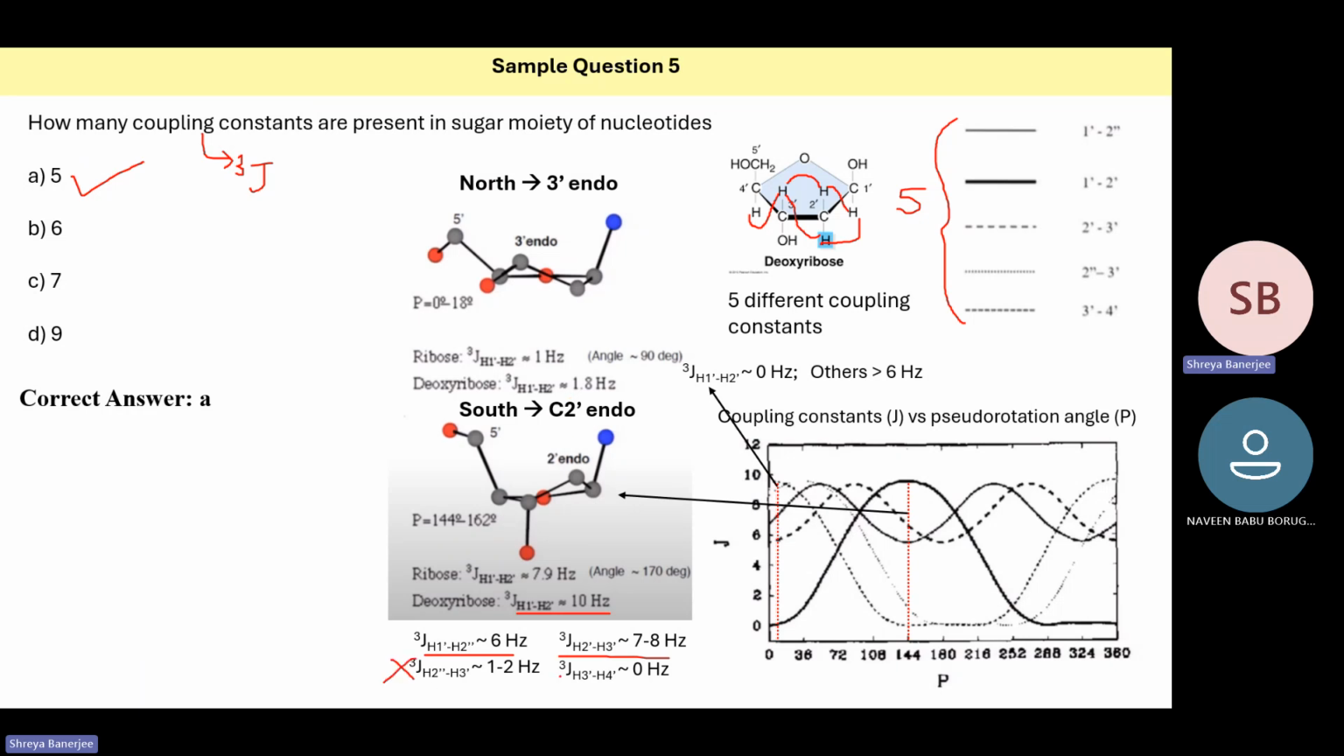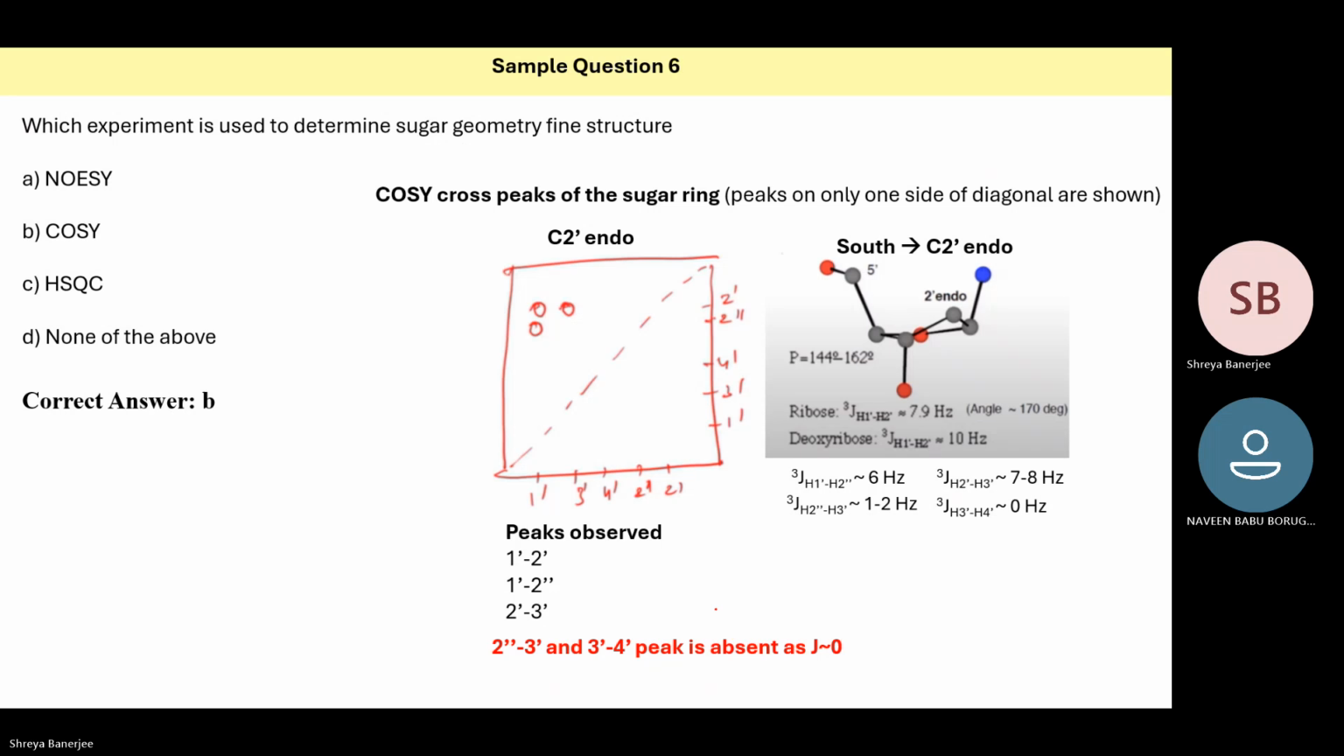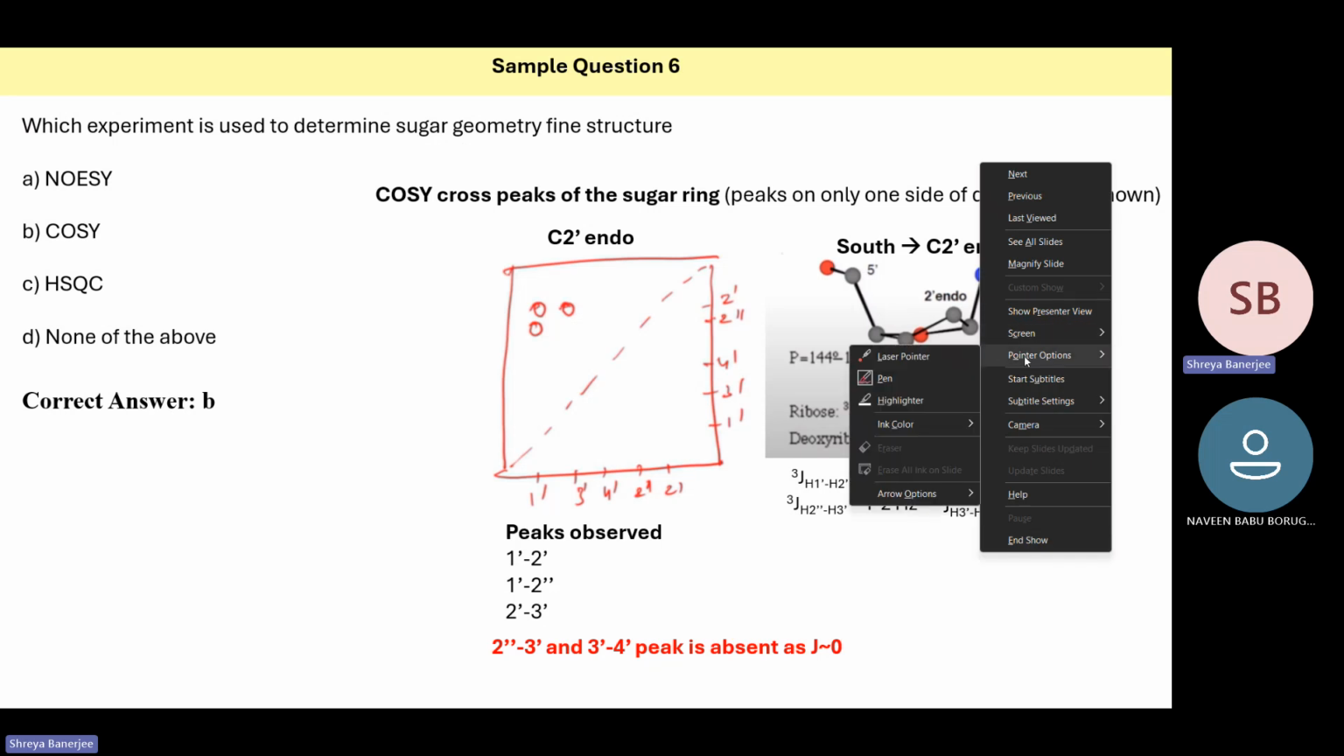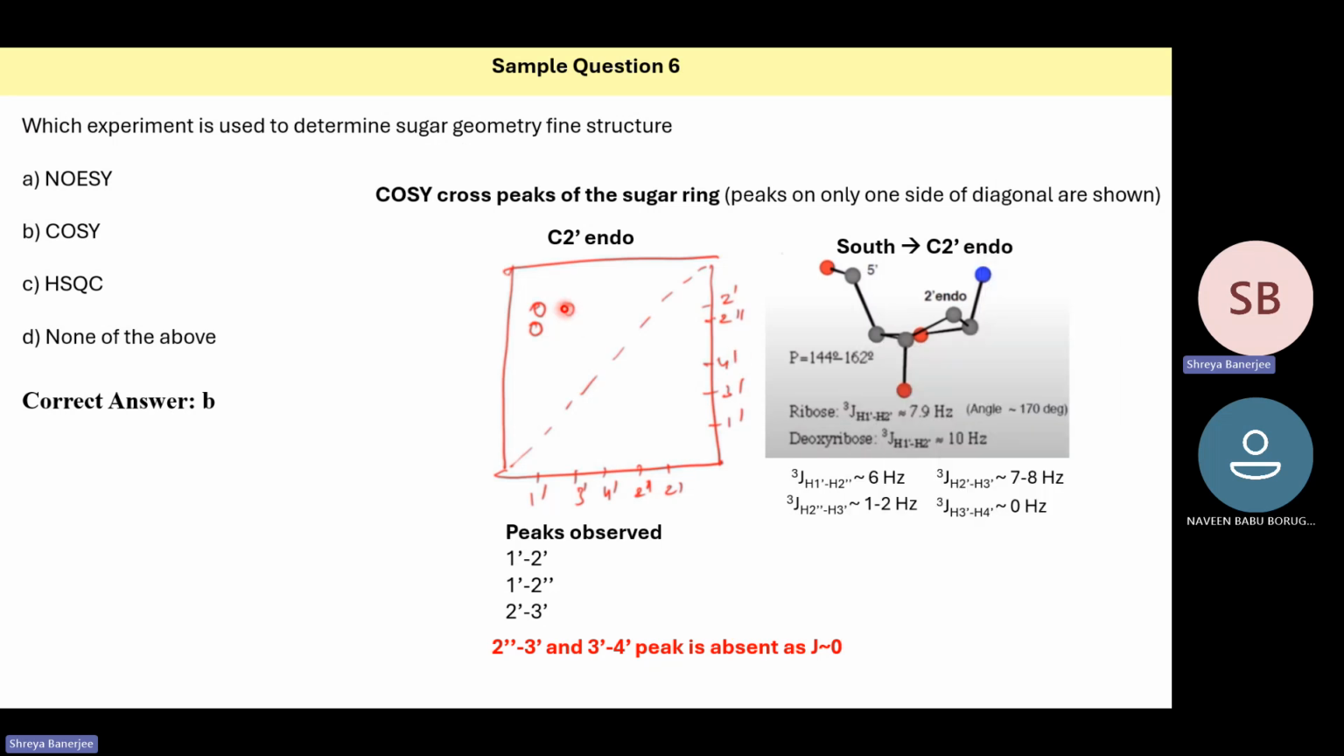These two are too small. You can see this is around 0 Hertz, this is 1 to 2 Hertz. This is too small and they will not appear in the 2D spectra. So there are 3 coupling constants in C2 prime endo. So from the 3 coupling constants, you will get 3 peaks in COSY: 1 prime interacting with 2 prime, 1 prime interacting with 2 double prime, and 2 double prime interacting with 3 prime. So 3 peaks in COSY.